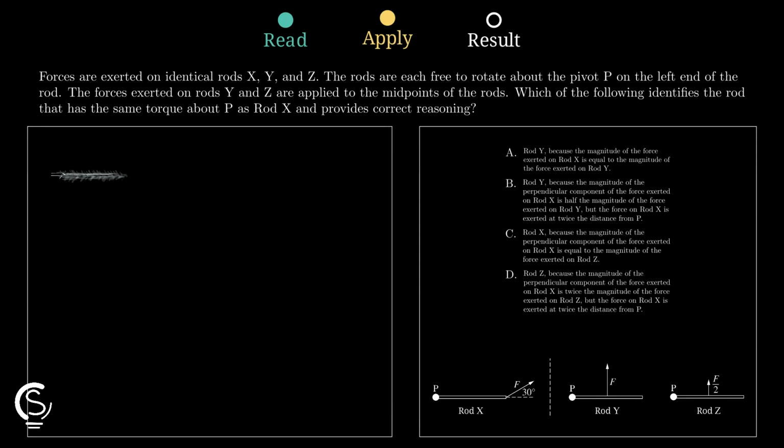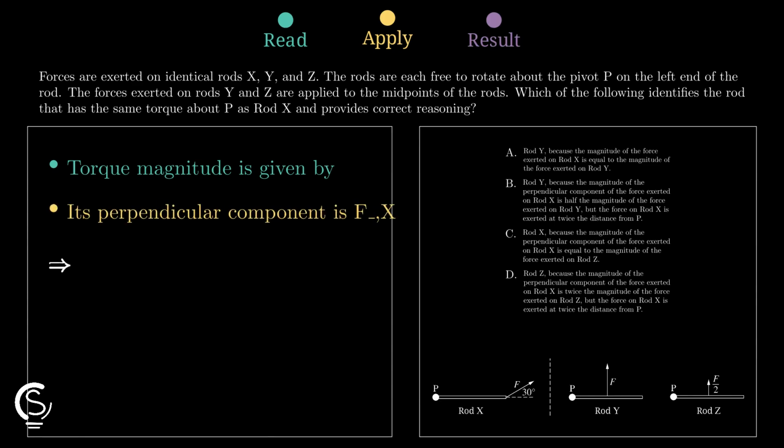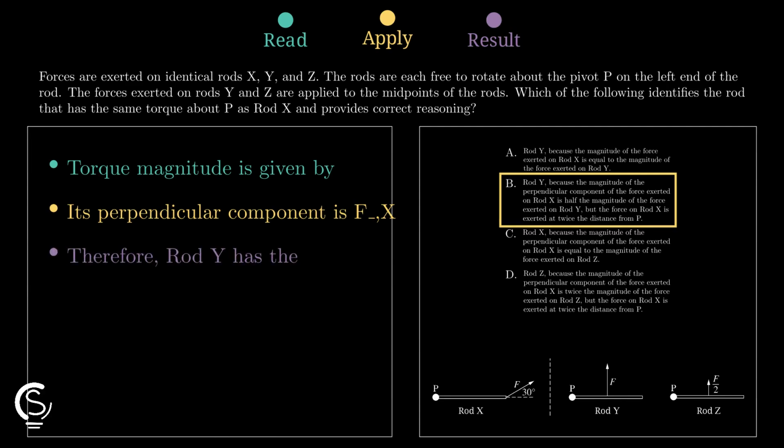Next, we see rod Y has a force at the midpoint. Even though the distance is halved, the perpendicular force component is doubled compared to rod X, balancing the total torque. Calculating these values shows rod Y matches the torque of rod X. Therefore, option B is the correct choice.